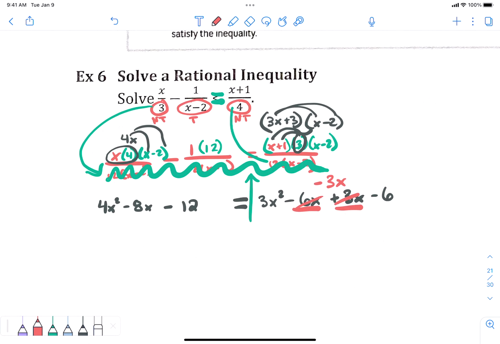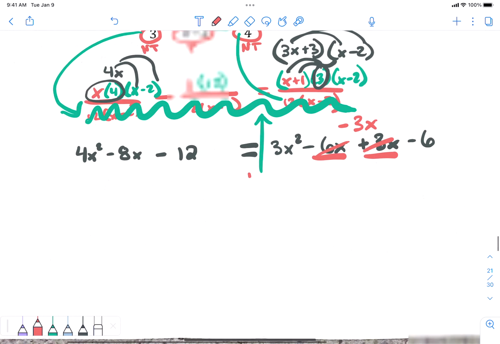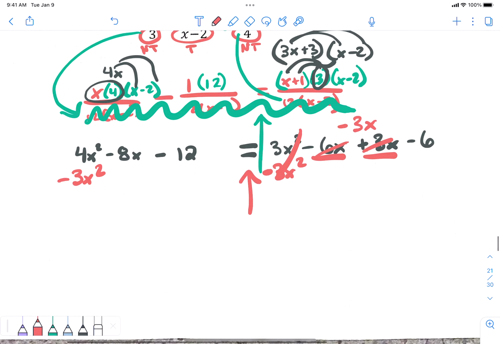Move them all to one side. We're going to combine like terms. We're going to move them all to one side. Which side do you want to move everything to, the left or the right? Right to the left. Why? If you subtract 3x squared, it will be a positive, right? If you subtract the 4x over, it'll be negative. So I like to do that.